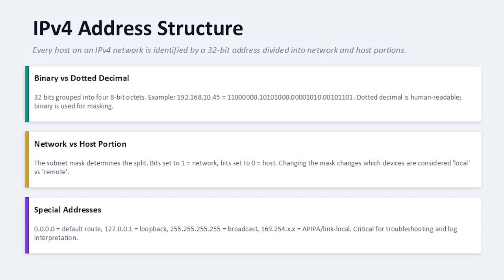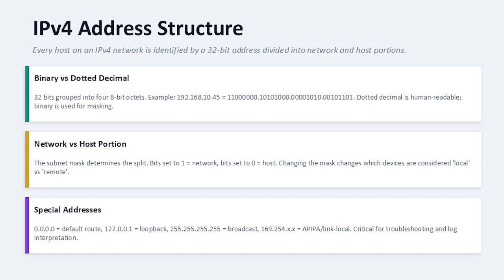So an IPv4 address is 32 bits grouped into four 8-bit octets. So 192.168.10.45 is an address, or 8.8.8.8 is another address. Every device on the internet will have an IP address. And you could take those numbers and convert them over to their binary string.